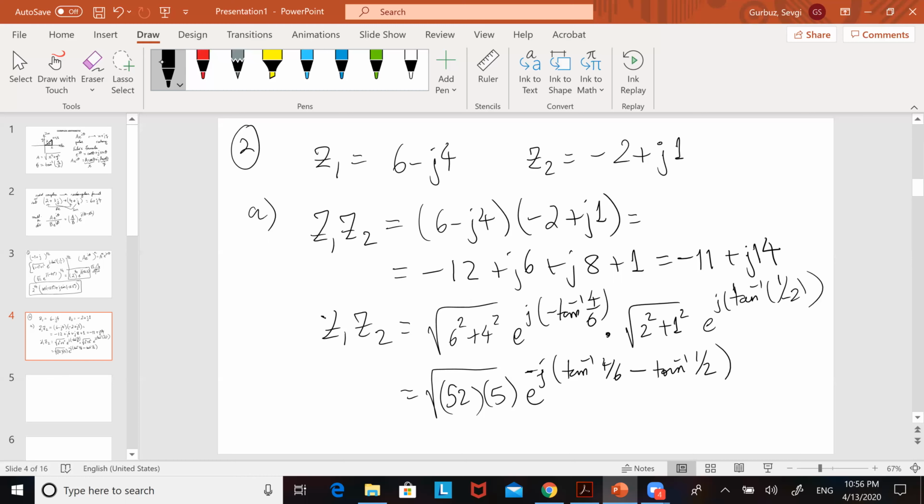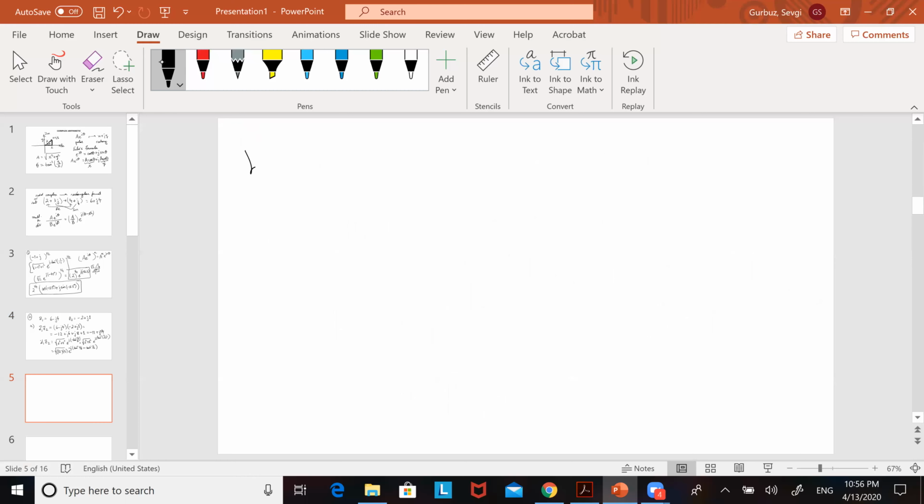Suppose we now wanted to do the division of these two numbers. So let's take the division of z1 divided by z2. This would now be equal to 6 minus j4 divided by minus 2 plus j1. If we wanted to do this division in Cartesian coordinates, we could. It's a little bit more involved, but let me show you the method for doing it.